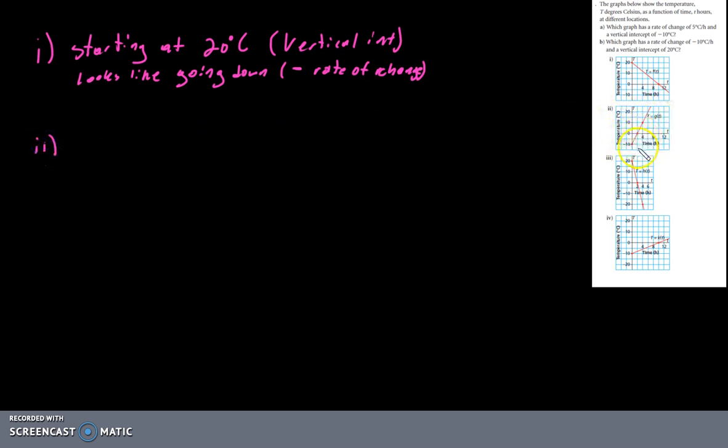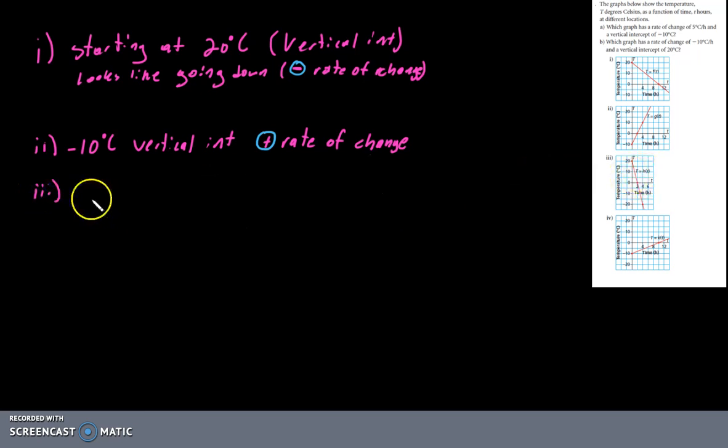So this one over here, we're starting at negative 10. So it's got a negative vertical intercept. Negative 10 degrees centigrade is going to be our vertical intercept. And this time it definitely has a positive rate of change. Since we're using capital T's, I'm going to just circle that, negative and positive.